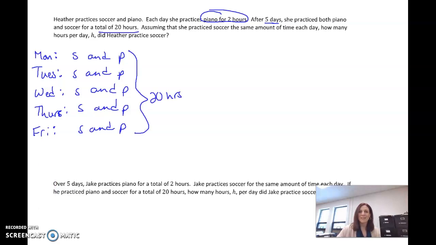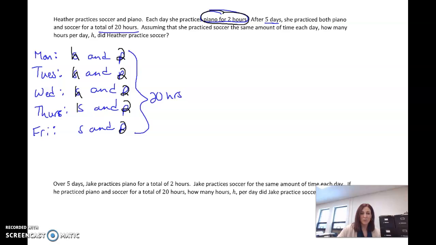Assuming that she practiced soccer for the same amount of time each day, so this was the same. And I'm sorry, I have to go back here. Each day she practices piano for 2 hours. So this P right here, that's a 2. If we're talking number of hours here, right? She practiced soccer for so many hours, 2 hours piano. Soccer for so many hours, 2 hours piano. And we're assuming she practiced soccer the same amount each day. How many hours per day? H. Okay, so we want to use this variable H here.